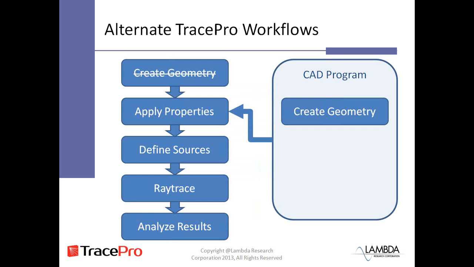If you're working with an external or a separate CAD program, say SolidWorks, Pro Engineer, CATIA, Inventor, you can create the geometry in that program, export it to TracePro as an SAT, STEP, or IGES file, and then in TracePro, open that model, and apply the properties, define the sources, run the ray trace, and analyze the results. So you're taking advantage of the CAD properties and the CAD generation of your full-time CAD program, and then just using TracePro for the optical end of things.